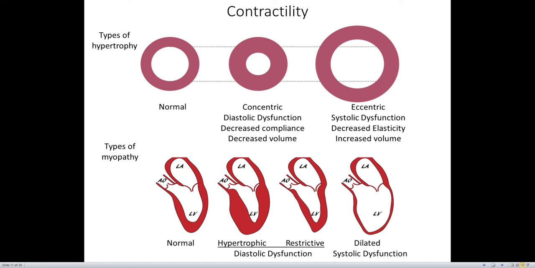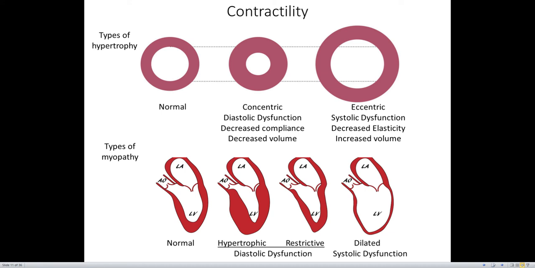On the right side is a larger circle, where the volume is increased, but the muscle mass is not proportionally increased. In this particular situation, we call this eccentric hypertrophy. And there will be systolic dysfunction, which means that the myocardium is bigger, not because it's thicker, but because it's more stretched out. So the myocardium at this point doesn't have the same ability to contract and eject blood. There's a decreased elasticity, even though there's an increase in volume.